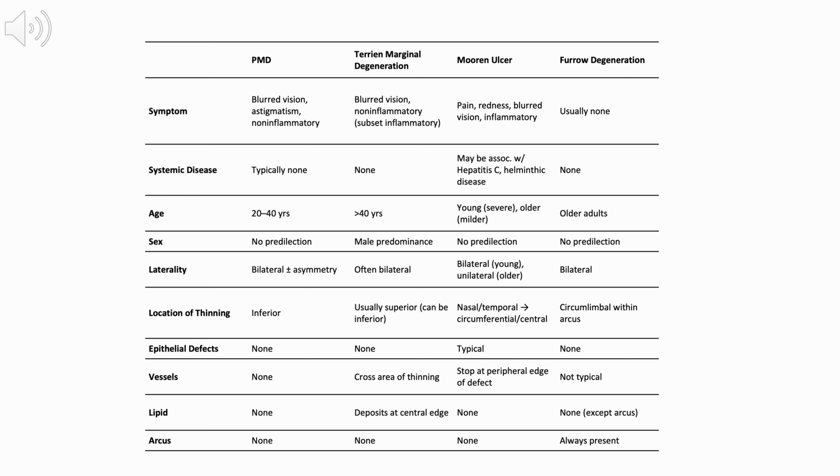The thinning is most often superior but can be inferior, and vessels cross the thinned area. It is usually non-inflammatory, although a subset can be inflammatory. Lipid deposition occurs at the central edge of thinning.